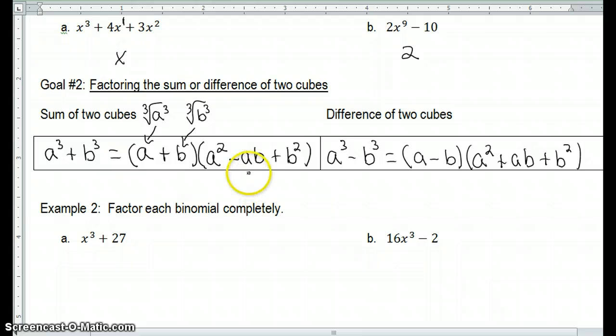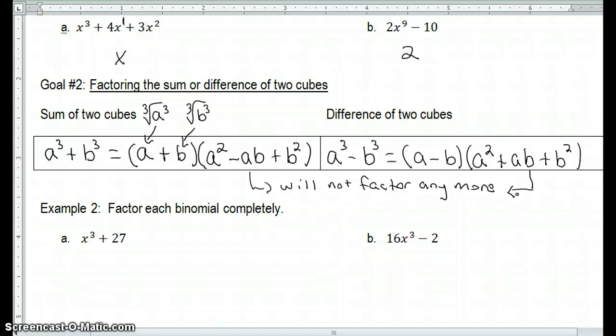Now, this here will not factor anymore. Same as this trinomial. So once you're at that step, you cannot factor any further. Now, we always try to factor completely, especially when something's squared.